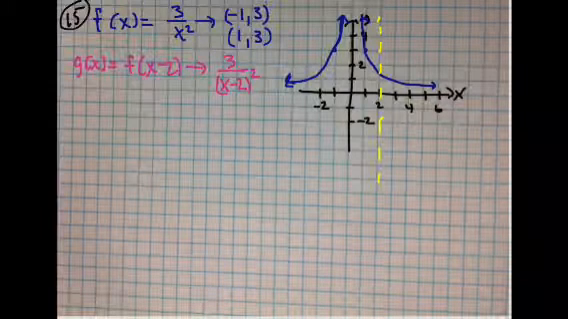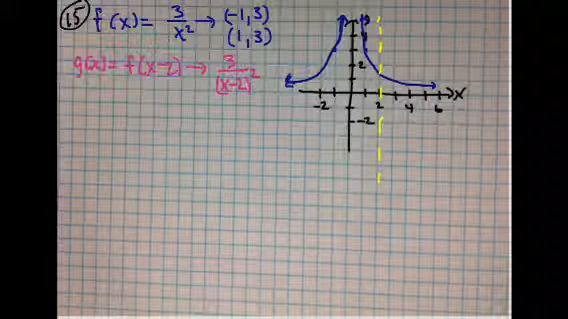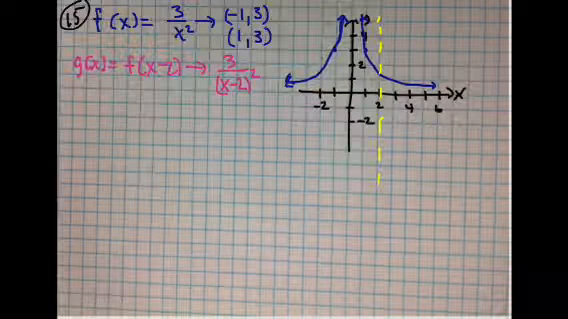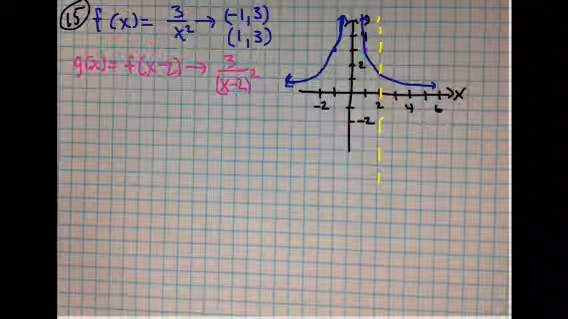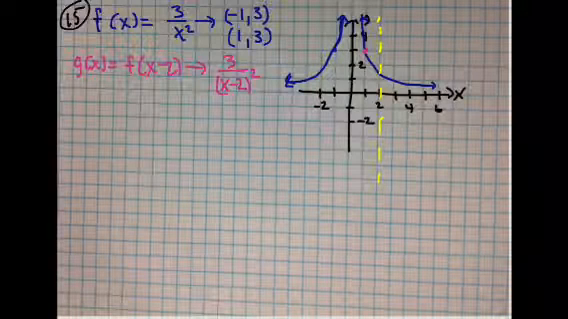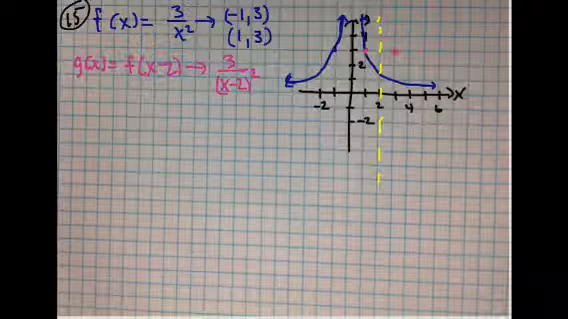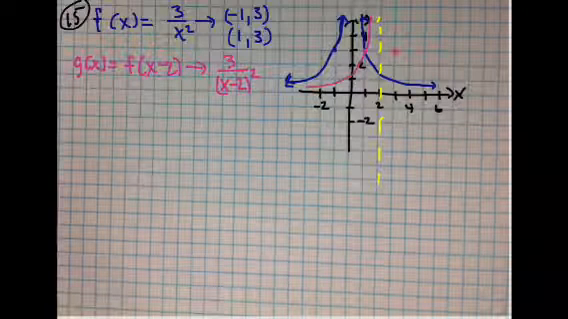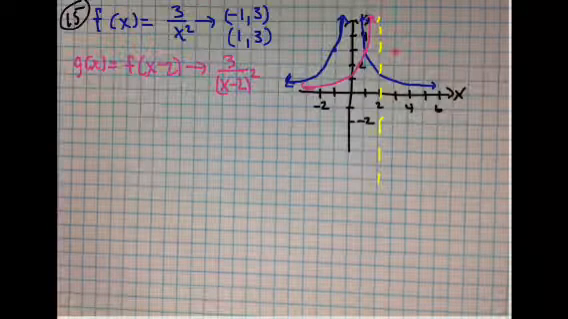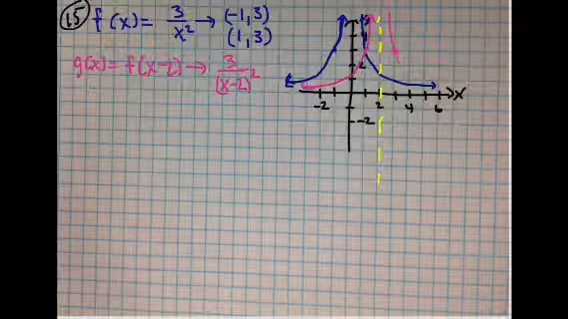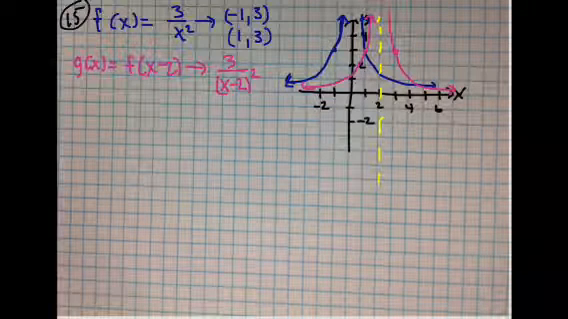So to the left of the vertical asymptote is going to be negative 1, 3. To the right it's going to be 3, 3, like that. And then from there you just draw your curves, your branches, like that. So the pink, that's your g of x.